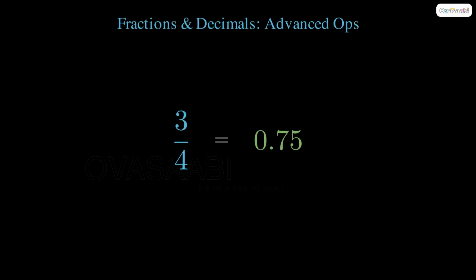At the market, you buy 3/4 of a bag of rice. The seller writes 0.75. Same amount, two faces. How do we switch between them?